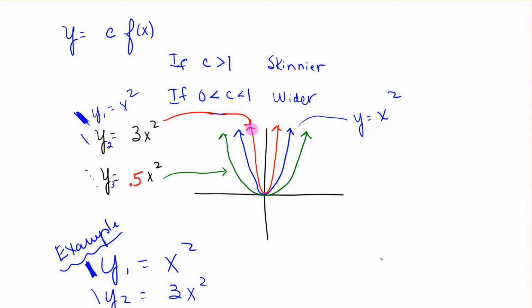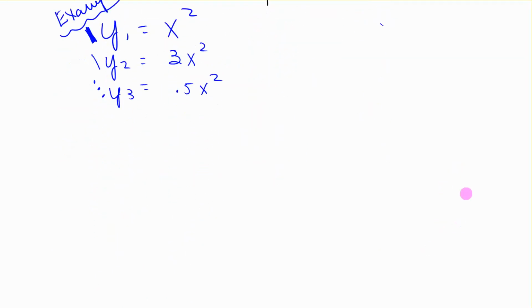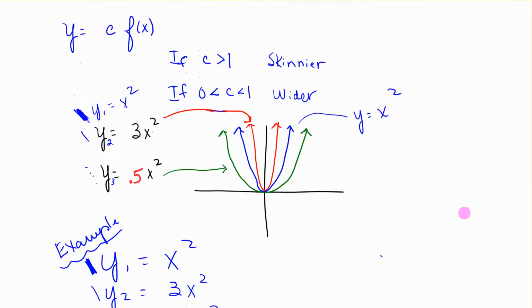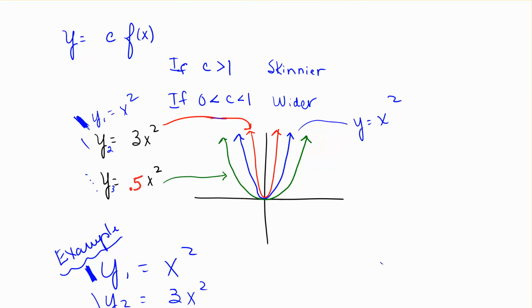In other words, here is x squared in the blue. Red is 3x squared. The green is half x squared, or 0.5x squared. So it doesn't move the vertex at all. It makes the graph either skinnier or wider. And I think that will get you going. Let's look at the problems.